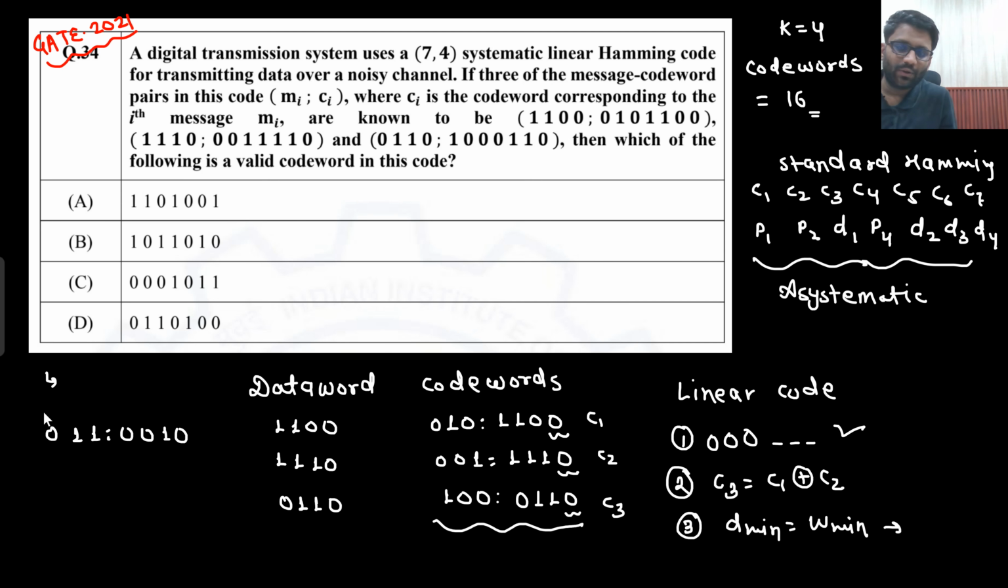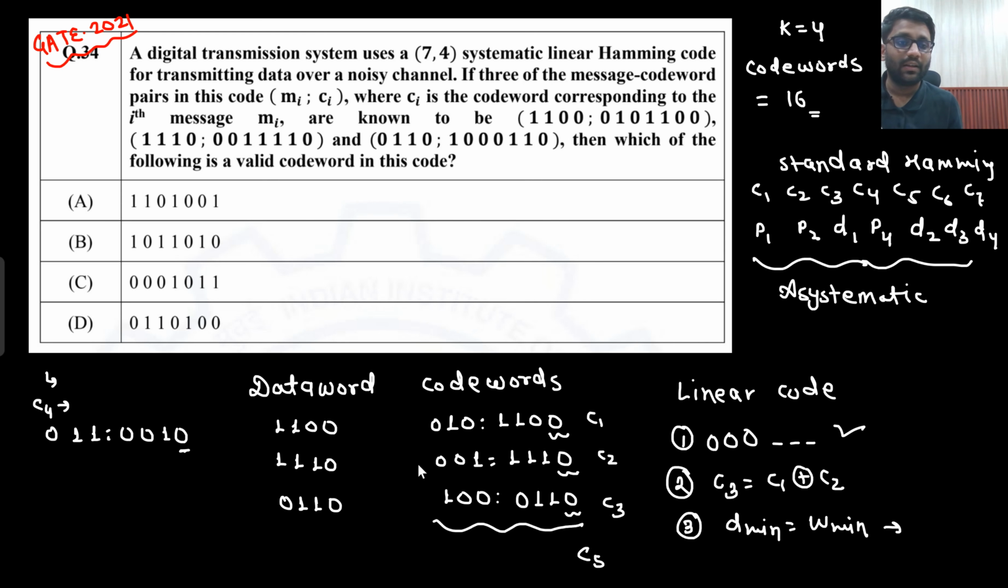So, sir, this is also a valid code word. What do you notice here? Sir, the last bit is 0 only. If you do the XOR operation of C2 XOR C3, the last bit will be 0. If you do C1 XOR C3, the last bit will be 0. Whatever result I get from C2 XOR C3, let's say C5, I will do C4 XOR C5, the last bit will be 0. I do C1 XOR C5, the last bit will be 0.